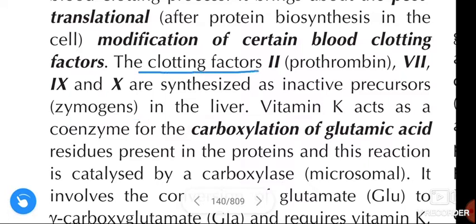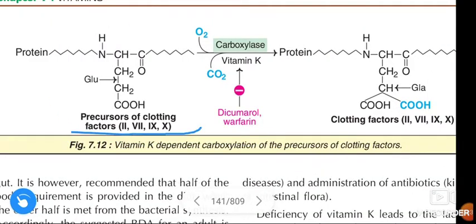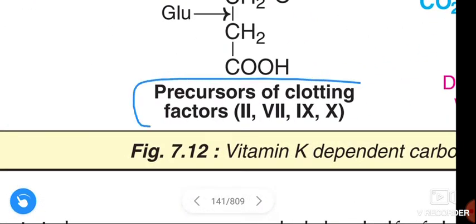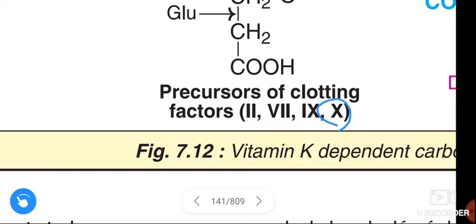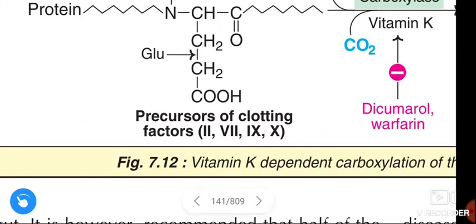The clotting factors 2, 7, 9, 10 are synthesized as inactive precursors, that is zymogens, in the liver. See this reaction. These are the precursor clotting factors 2, 7, 9 and 10, which are synthesized in the liver.